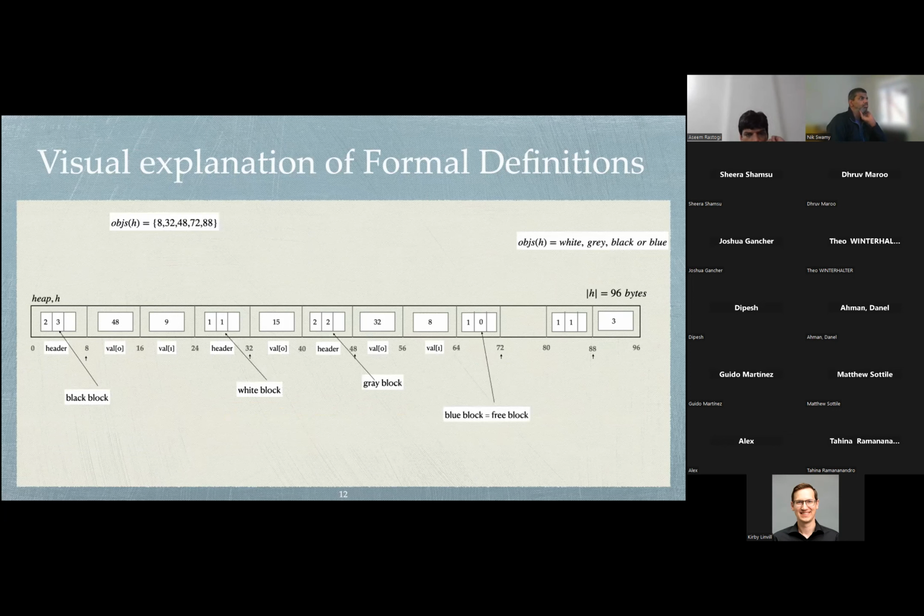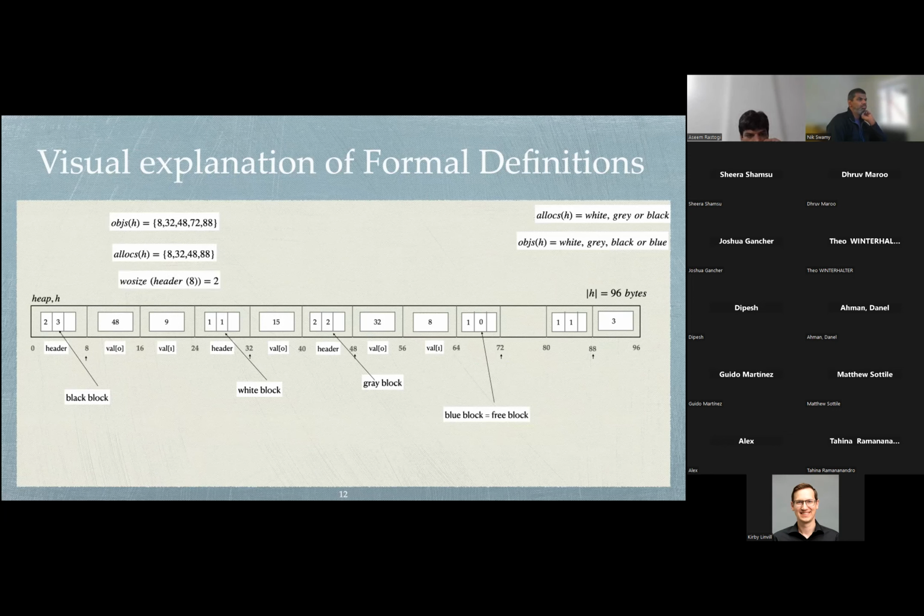In this particular example, the first field address is the ID of the object, so OBJs of H is 8, 32, 48, 72, and 88. It contains all colored objects. Now, what is allocs of H? These are the allocated objects, white, gray, or black. From the current example, 8, 32, 48, and 88 are the white objects. The blue object is not there.